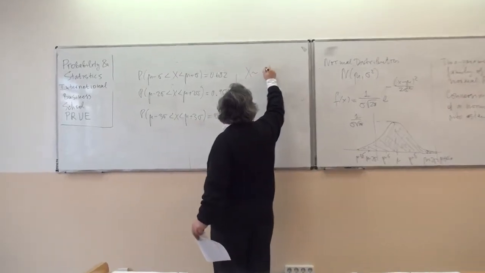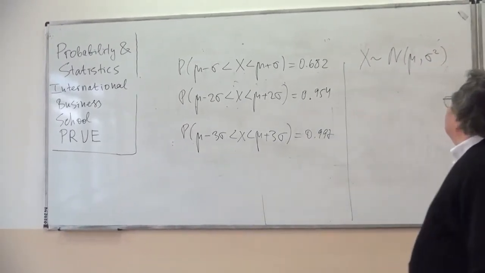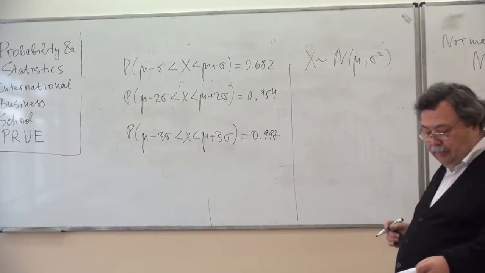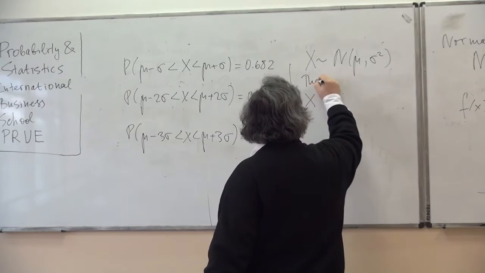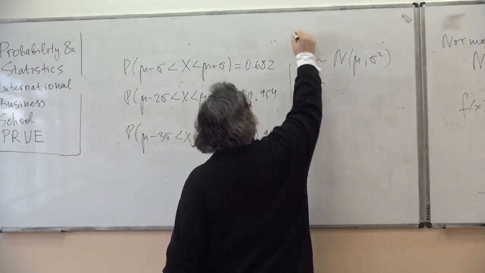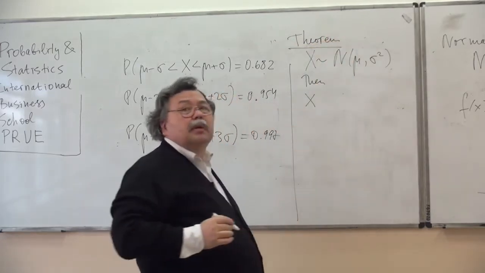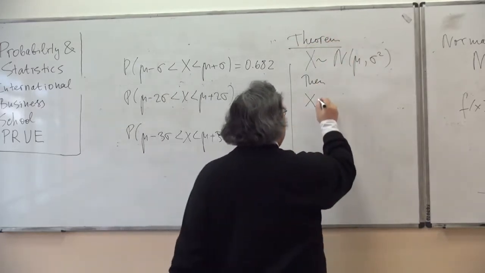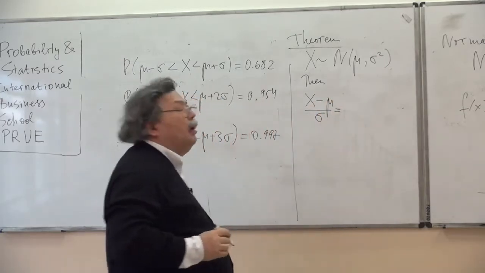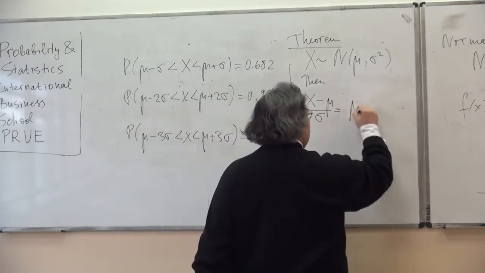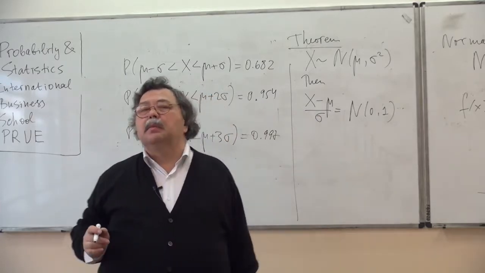So suppose x is normal with mean mu and variance sigma squared. Actually, this statement deserves to be called a theorem. It's important. Then x minus mu over sigma is normal with mu 0 and sigma 1.